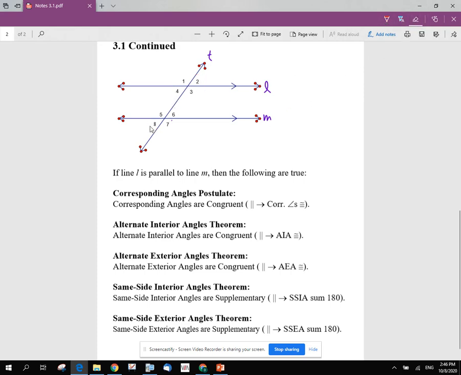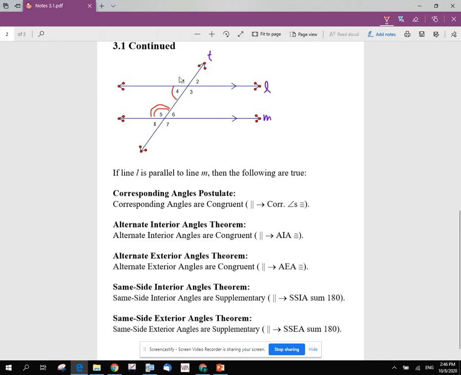Look at a pair of same side interior angles, for example, angle 4 and angle 5. They are clearly not congruent, but what do you think is true about them?